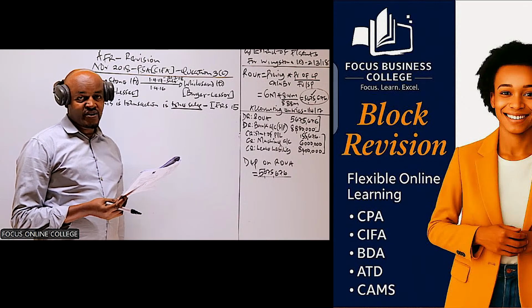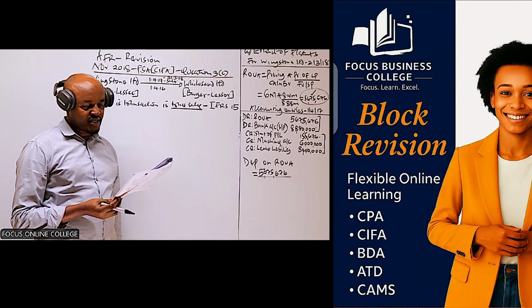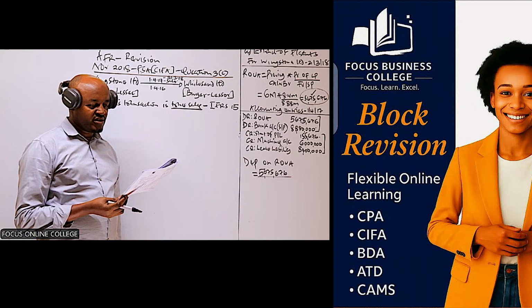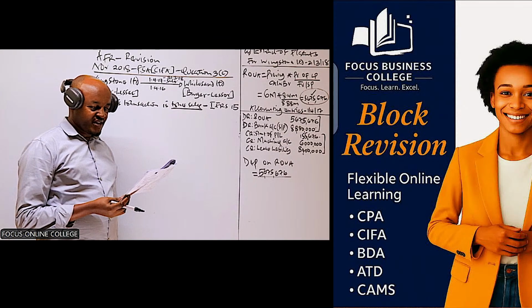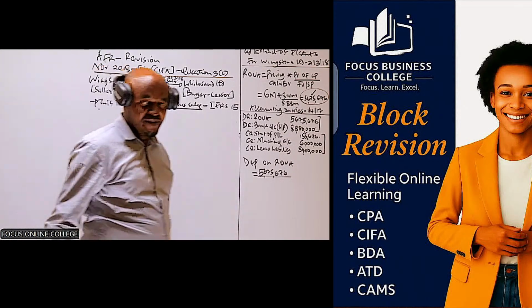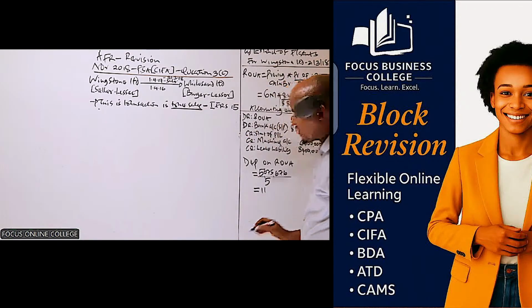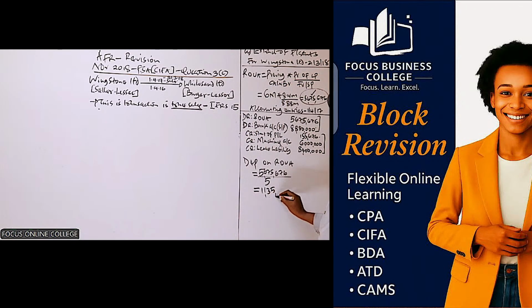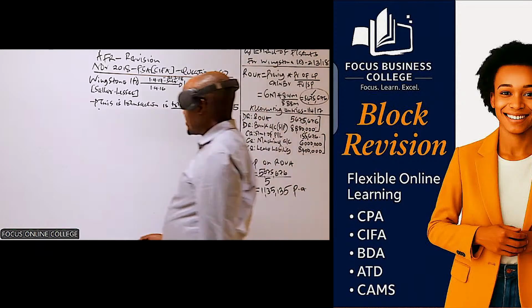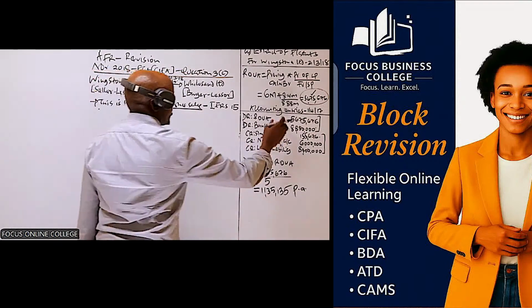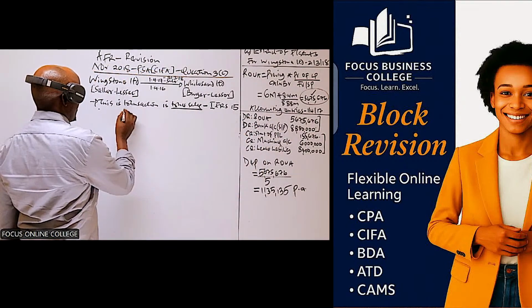So if you go back to the information we have in paragraph 3, we are told Wingstone Limited immediately leased back the machine from HC for 5 years. So this one will be depreciated on a straight line basis for the next 5 years. So what would be the depreciation per annum? The depreciation per annum will be 1135, 135. So that is the depreciation per annum.